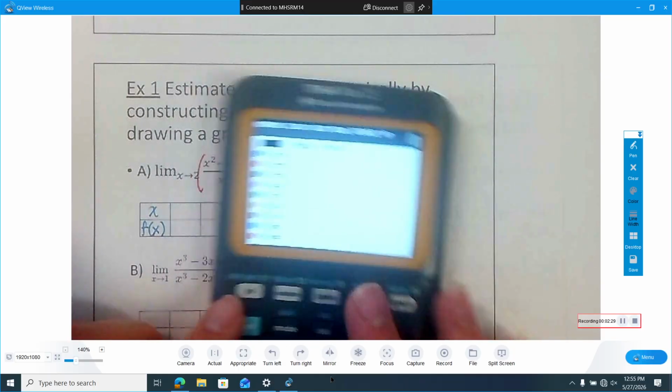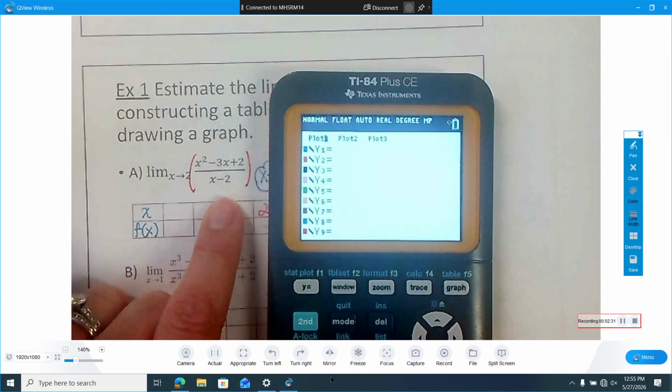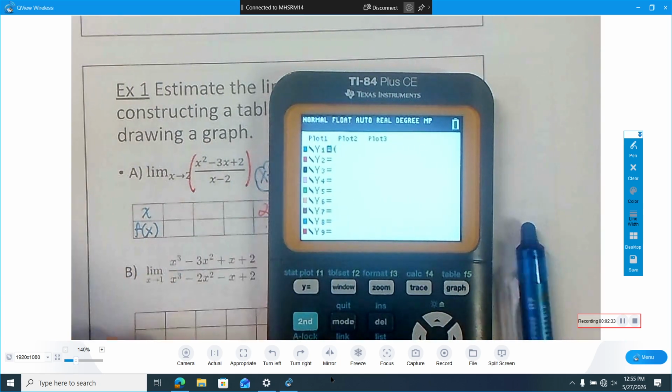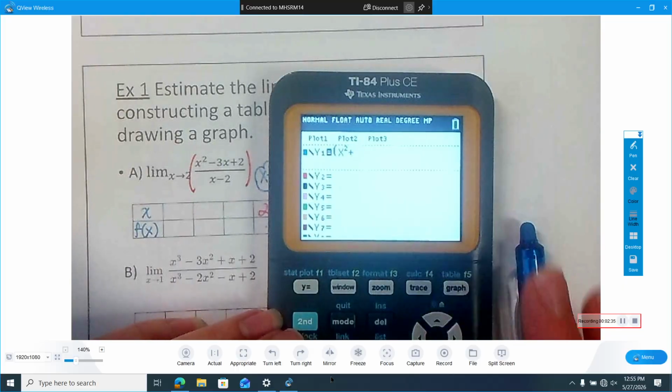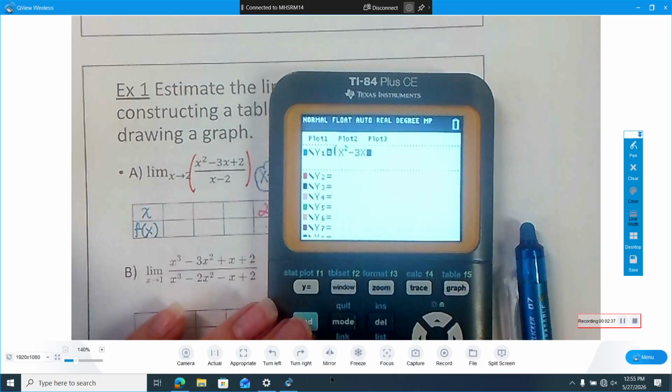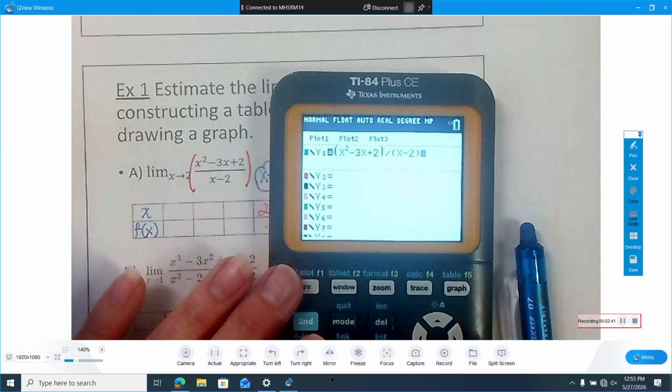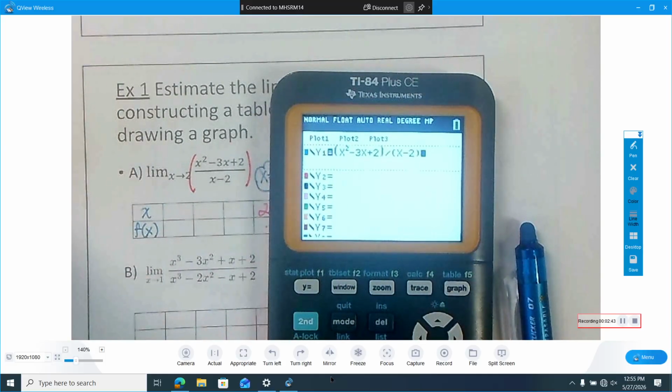I'm going to go ahead and type in our little function here. I'm just going to use parentheses because I think the other way has too many steps. Over x minus 2. So I've got parentheses around my numerator and denominator. You could do the fraction thing if you want to.